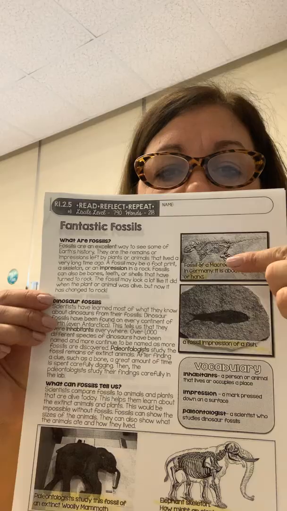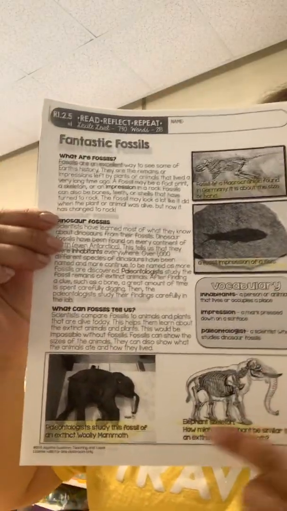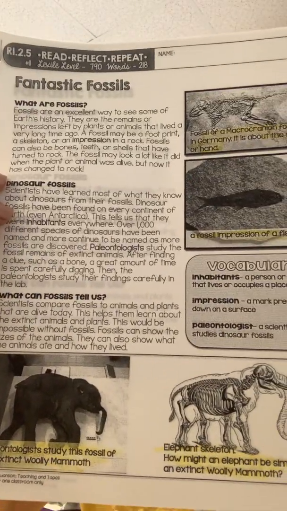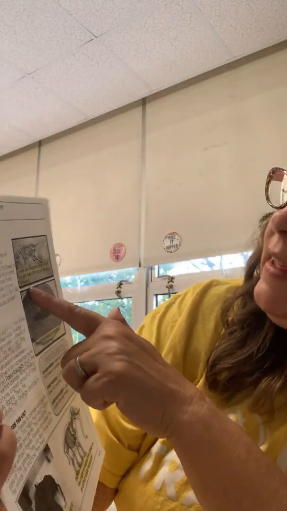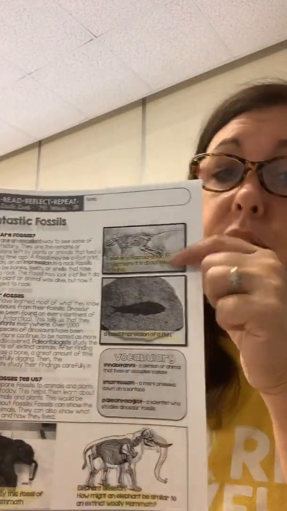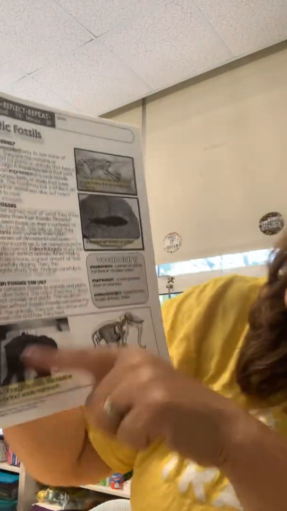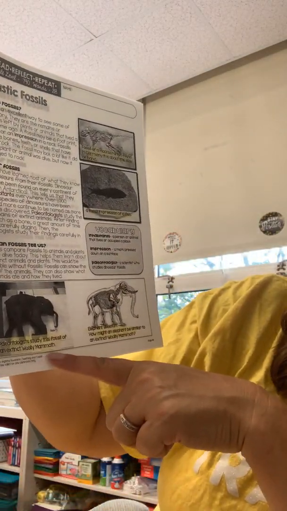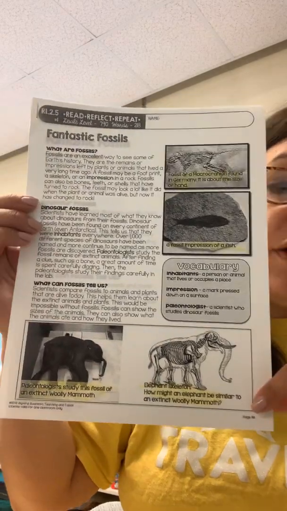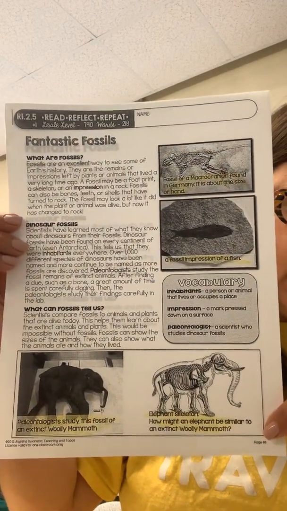But I highlighted the photo captions. By reading these, I learned that this dinosaur is only the size of a hand. Here we have a fish. Down here it tells me about an extinct woolly mammoth and how it might compare to today's elephants.